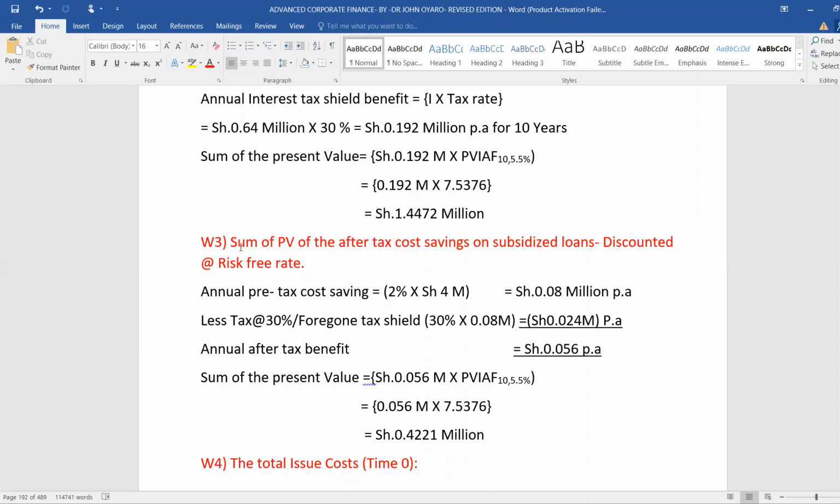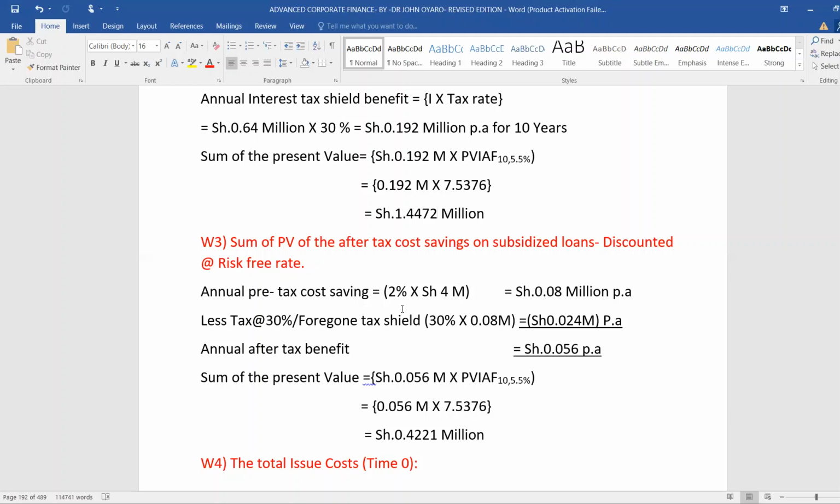So let's do the other working: the sum of the present value of the after-tax cost savings on subsidized loan, discounted at the risk-free rate of return. Now, that loan of 4 million that is subsidized was obtained at 2% below the normal rate, meaning the company will save on interest 0.08 million each year. Did they save 0.08 million per annum?